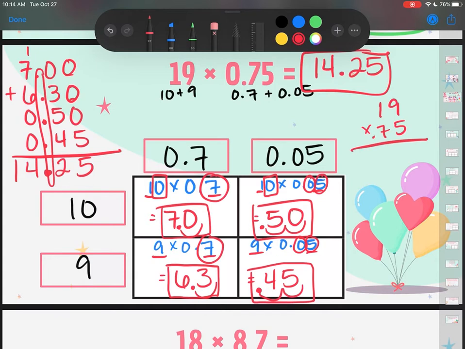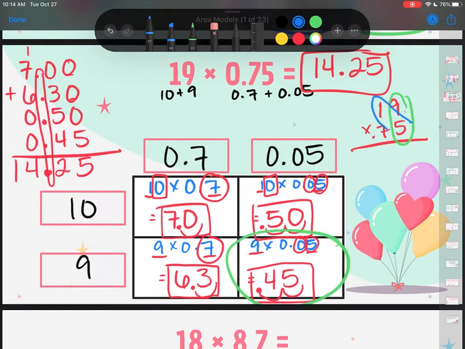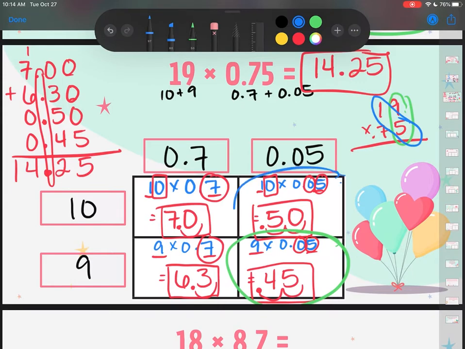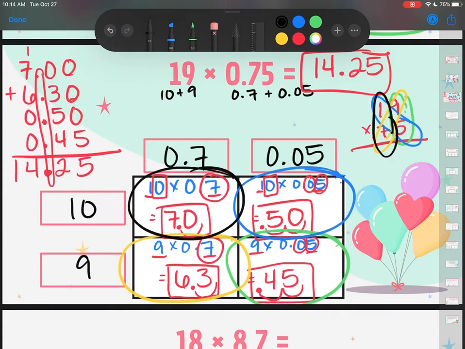Because if I was just doing 19 times 0.75, I would do my 9 times 5, which is here. I would do my 5 times 1, which is 5 times 10, because that one's in the tens place, which is here. Then we would do the 7 times 9, which is here. And then the 7 times 1, which is 7 times 10, which would be here. So we did all these individually and then just added them up just like our final step in multiplication.